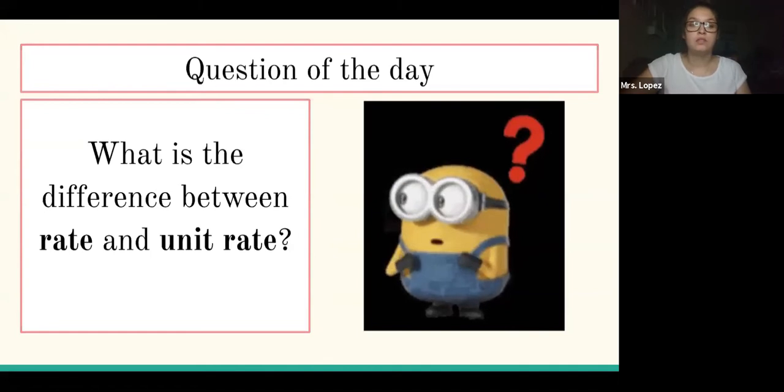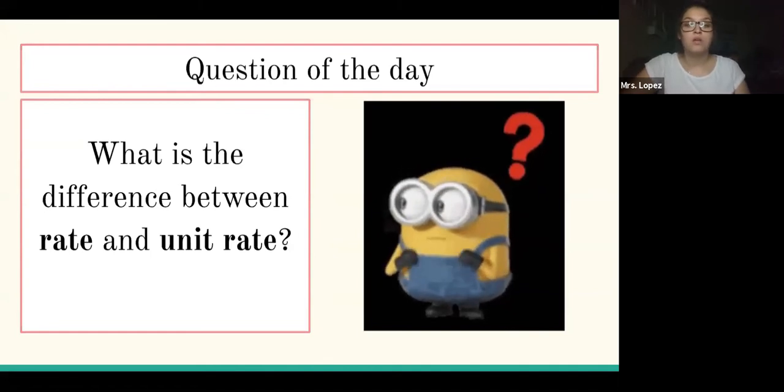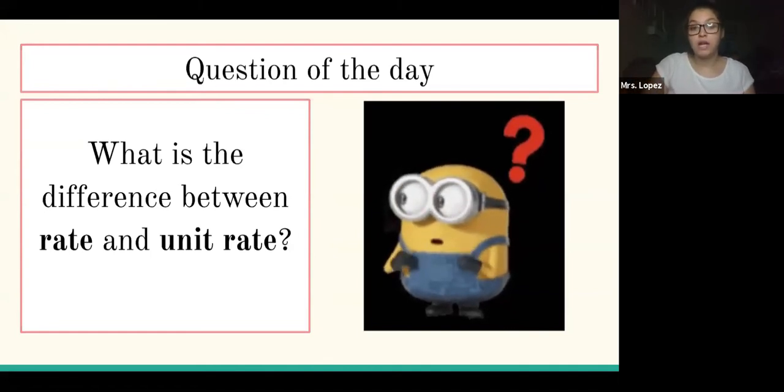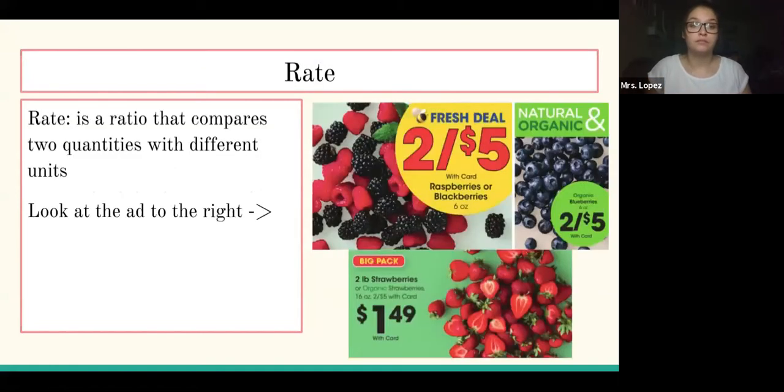Okay. So we're going to learn what a rate and a unit rate is. So first off, we're going to go over a rate. A rate is a ratio that compares two quantities with different units. So it's a special kind of ratio in which the two terms are in different units.